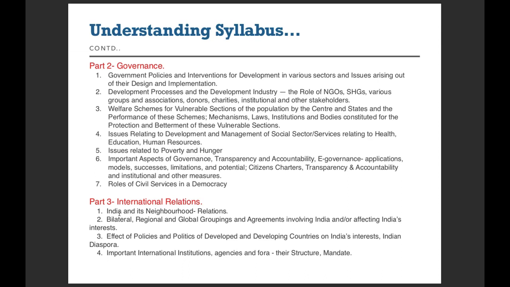And different policies and politics which are happening at the global level, and how they affect India and the Indian diaspora. So these are the topics which are generally covered in international relations, and it also covers international institutions like the United Nations, World Bank, International Labour Organization, and how these institutions are shaping the role of global politics. So these things are generally covered in international relations.